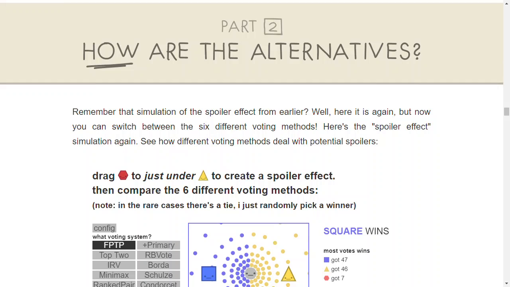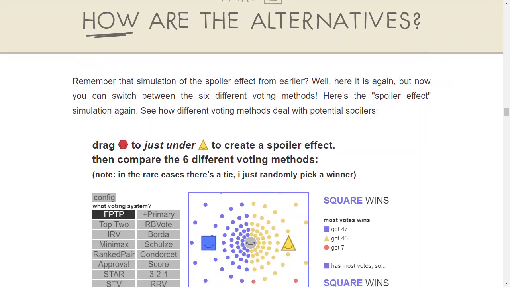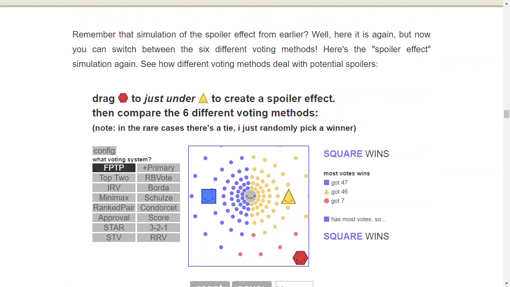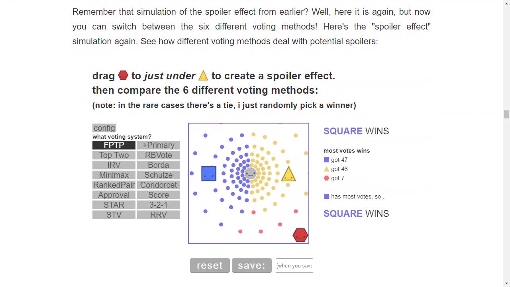So Nicky has started describing all the methods, and now he's going to discuss how to evaluate each method. He hasn't really talked about it yet. I've kind of talked about it, but the spoiler effect is one of the biggest determinants of whether a voting method is good or bad. The spoiler effect, let me just show you.